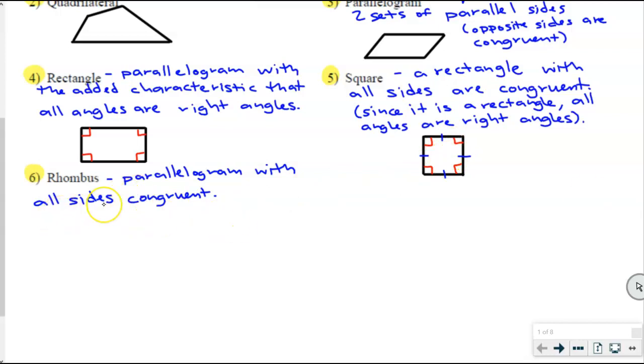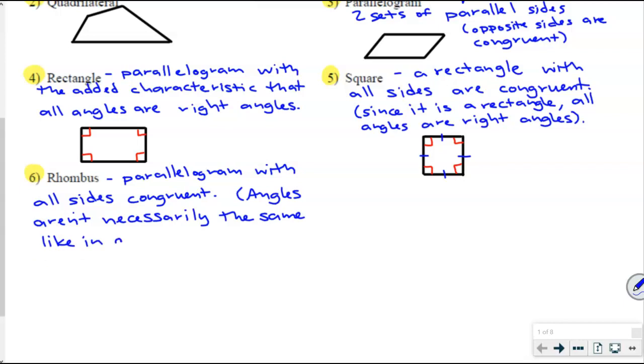So, a parallelogram with all sides congruent. Here's what I want you to understand. Could all of the angles also be congruent, like in a square? Yes, not typically. We normally don't see that, because normally if we see that, we're not going to call it a rhombus, we're going to call it a square. Parallelogram with all sides congruent. Angles aren't necessarily the same like in a square.